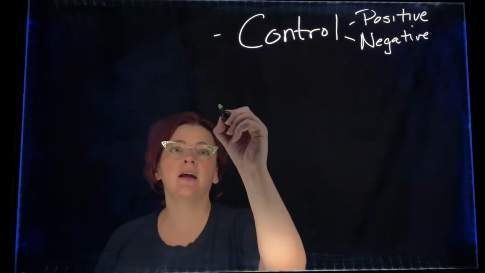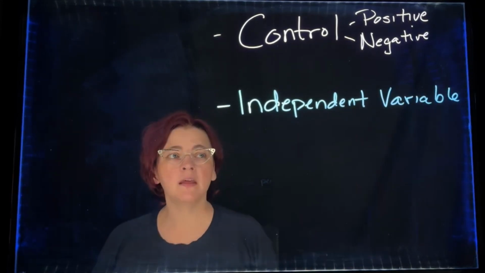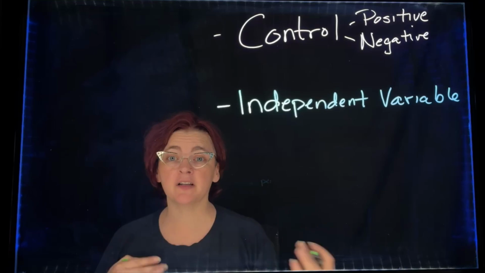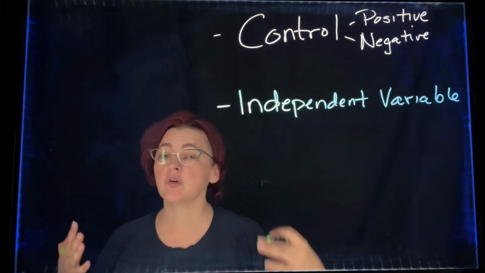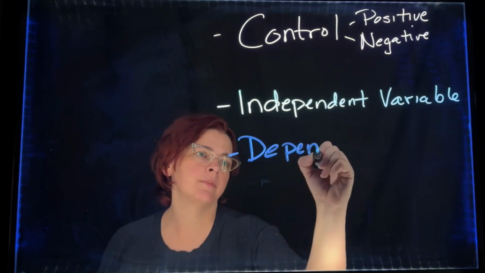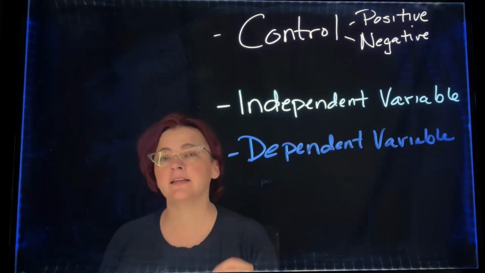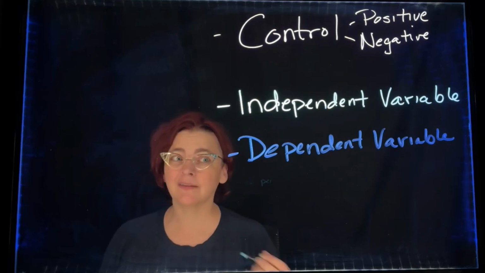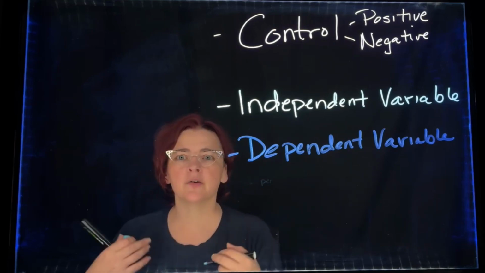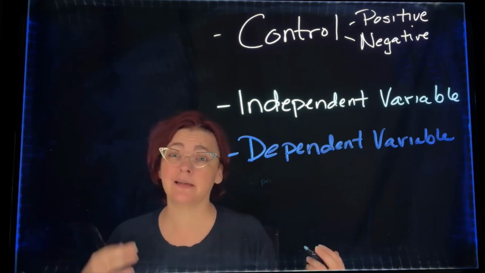Then we need to look at our independent variable. The independent variable is the variable that is being changed. So whatever it is that is being changed from the control is going to be our independent variable. And our dependent variable is the variable that is being measured. So if you're in the lab, or in the field, whatever, basically you're writing down those numbers, those qualitative or quantitative data that you're taking, that is a dependent variable.